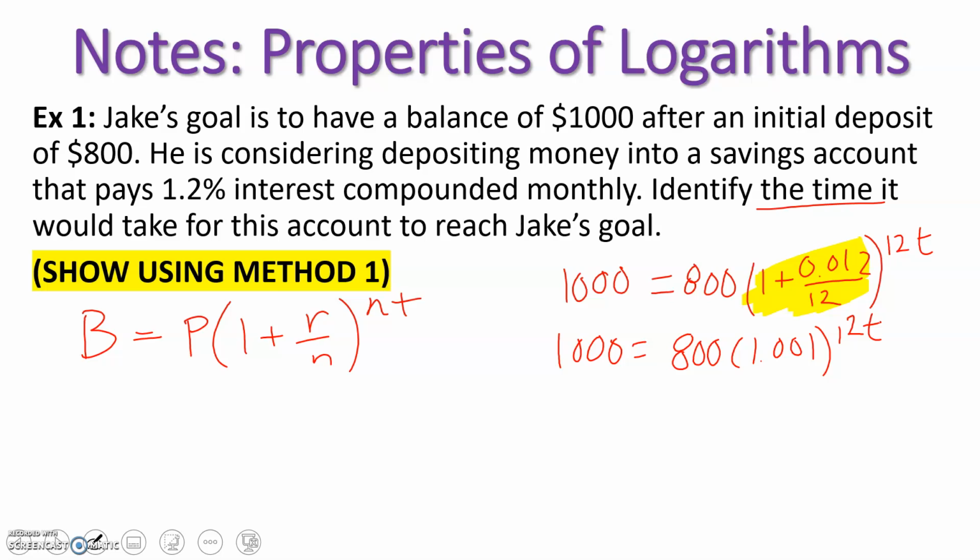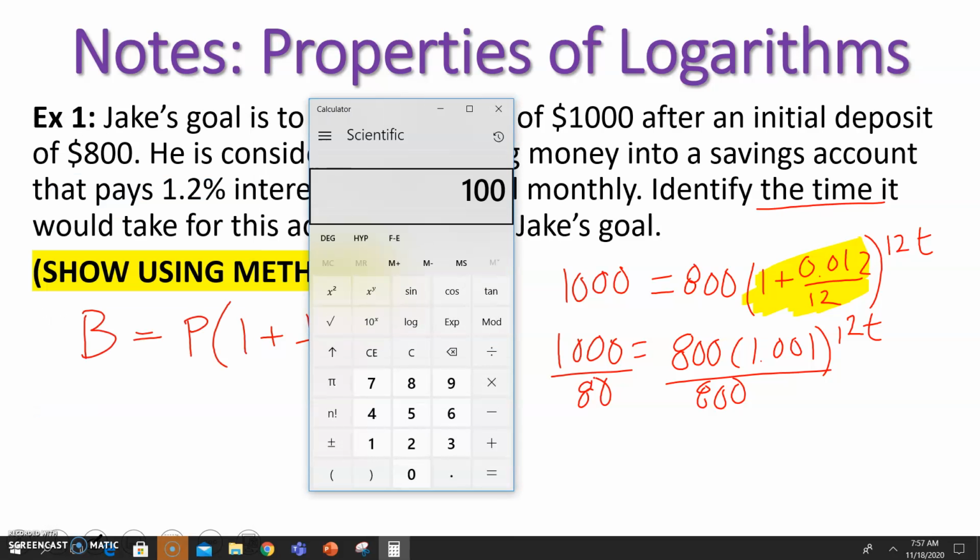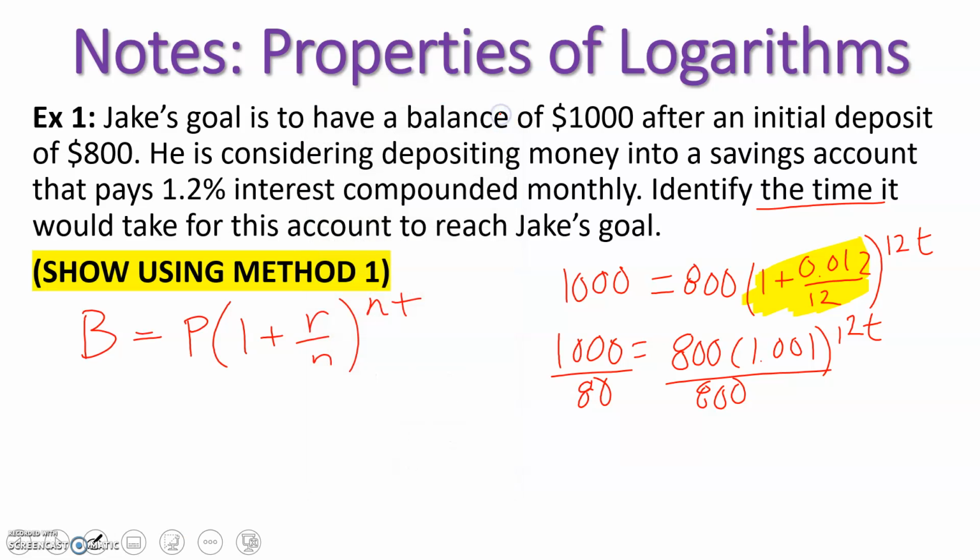Now ultimately our goal is to get the 12t and t really by itself. So I want to get rid of this 800 that's being multiplied. So let's divide both sides by 800. And I have here 1,000 divided by 800, and that's 1.25. So 1.25 is equal to 1.001 to the power of 12t.